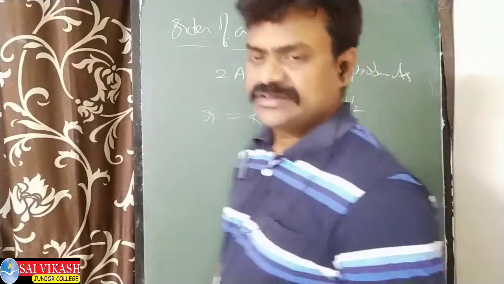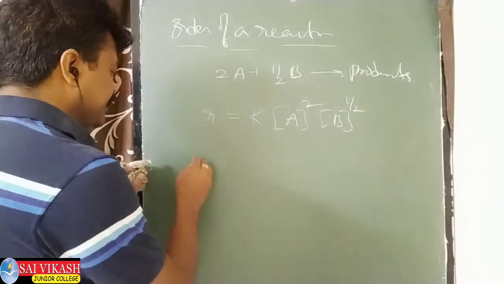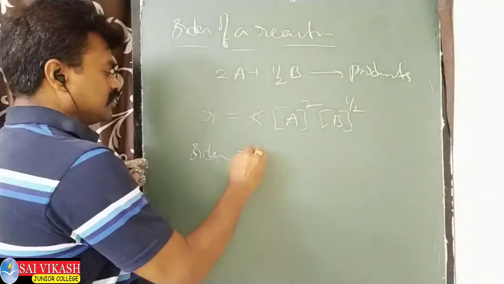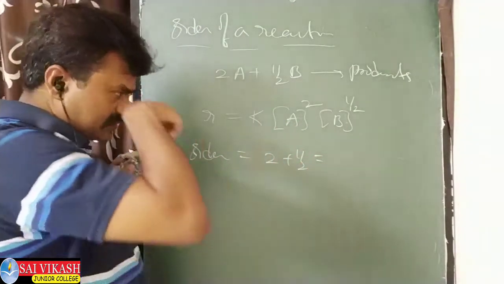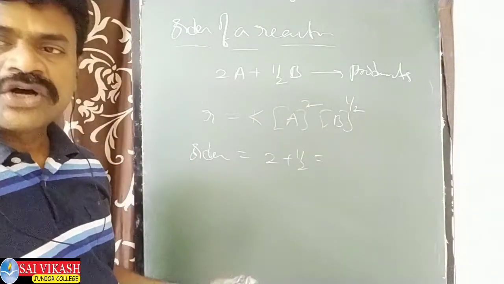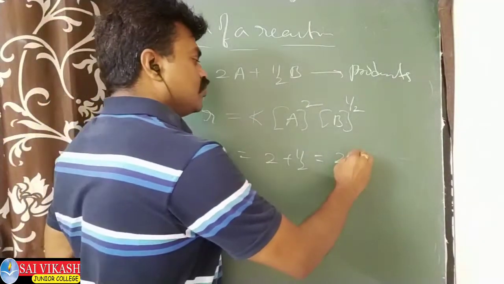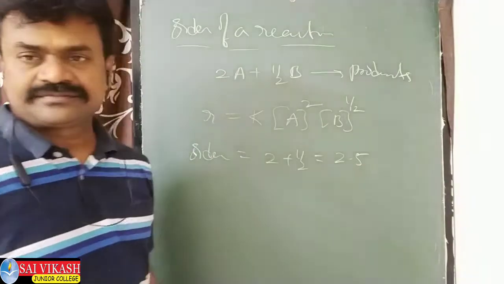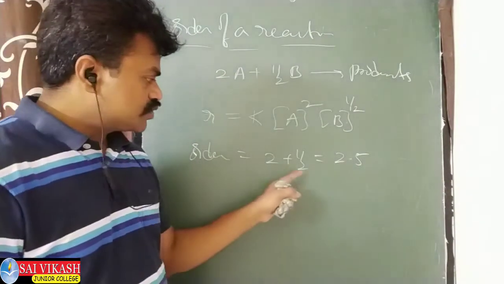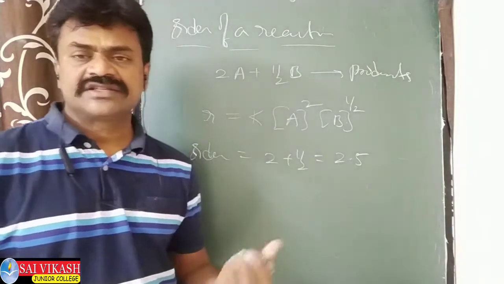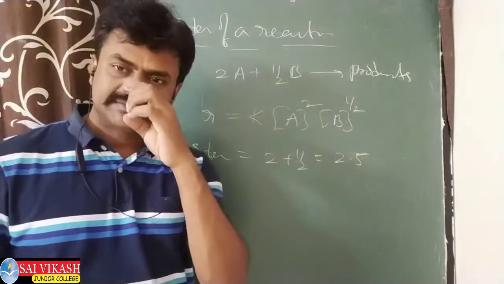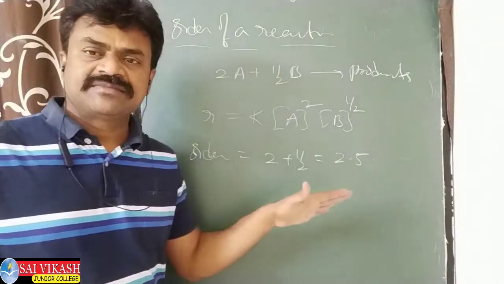Just add. So what is the order of reaction now? Therefore, the order of reaction is 2 plus half, the sum of the powers. So the order of reaction is 2.5, 2 and a half. 2.5 is the order of reaction. Order may be anything. So this is the explanation I am explaining actually.